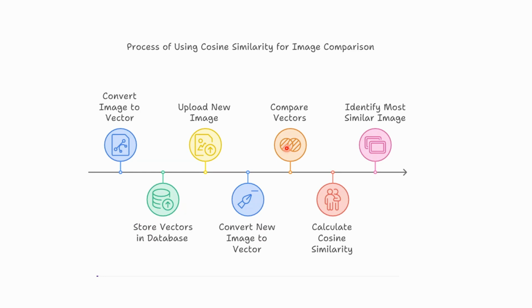Now, how do you compare? Because it's not an image, it's not simple data, it is a vector. So in order to compare a vector with a vector, you will use cosine similarity. First of all, you will calculate the cosine similarity, then you will identify the most similar image. Now the question is how cosine similarity works and what the output is.